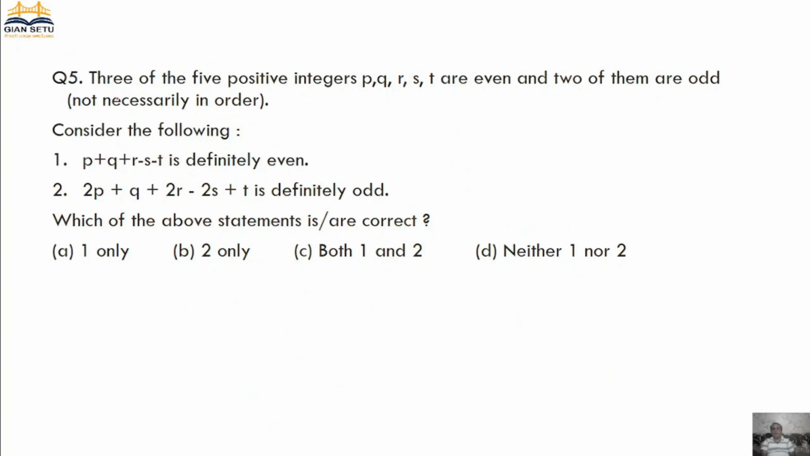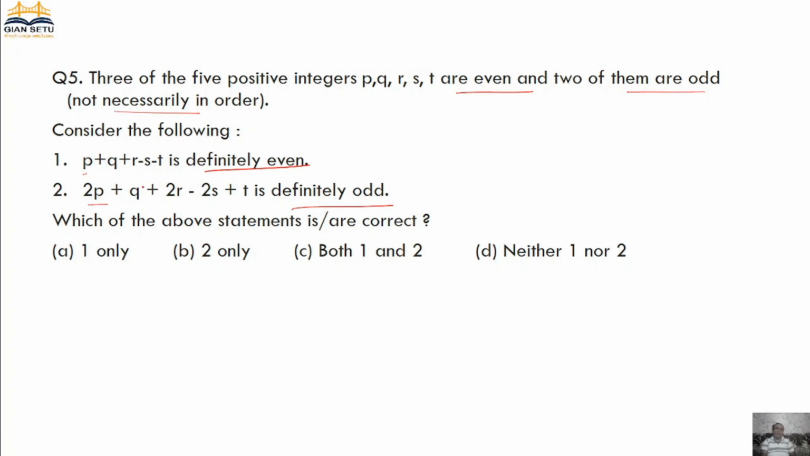Question number 5 is: 3 of the 5 positive integers P, Q, R, S, T are even and 2 of them are odd, not necessarily in order. Consider the following. Statement 1: P plus Q plus R minus S minus T is definitely even. And second statement: 2P plus Q plus 2R minus 2S plus T is definitely odd. Now we need to find which of these statements are correct.